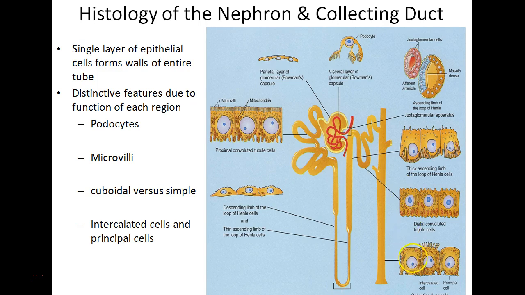And then lastly, we see that in the collecting duct, we have cells called intercalated cells and principal cells. These principal cells have cellular receptors that bind both aldosterone and antidiuretic hormone together. And then in this collecting duct, we also have intercalated cells, and these are going to be specialized epithelial cells that help regulate urine pH and blood pH. So in summary, each part of the nephron has its own unique epithelia that relates to it.